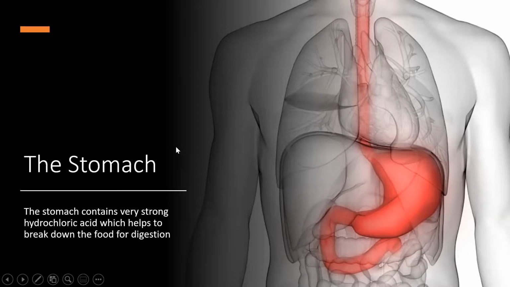Okay, so it also churns around, so it mechanically breaks things down as well. But also the stomach acid is there to kill bacteria. You don't want bacteria entering your body. So yeah, the stomach has quite a simple job. It's not as complicated as the other organs, I would say.